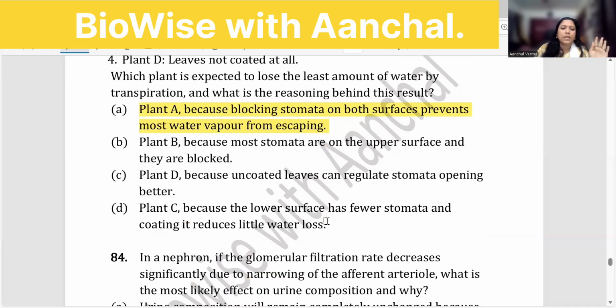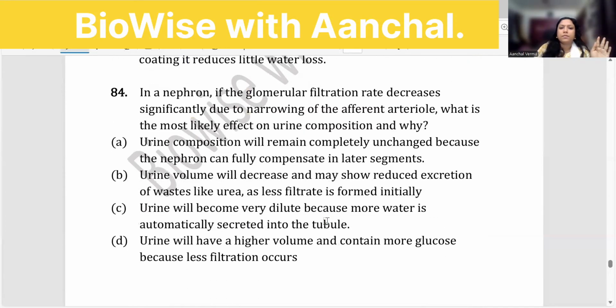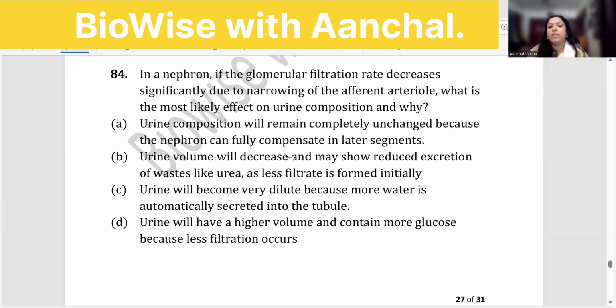In nephron, if the glomerular filtration rate decreases significantly due to narrowing of the afferent arteriole, what is the most likely effect on urine composition and why? Now, if the glomerular filtration decreases due to narrowing of afferent arteriole, the afferent arteriole is basically wider than the efferent. That is why the pressure is created. Now, if the narrowing happens, then the proper pressure is not created and the filtration will not happen.